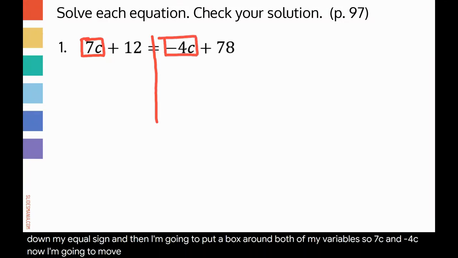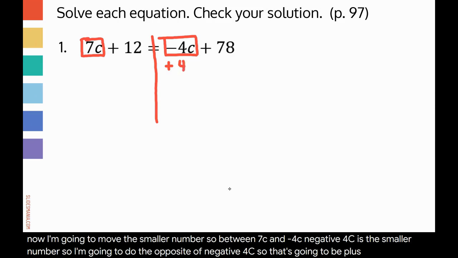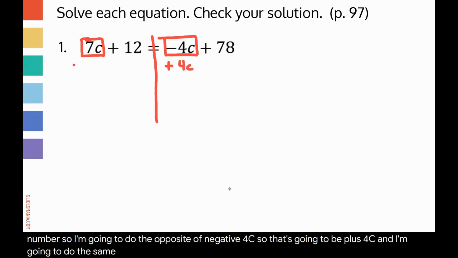Now I'm going to move the smaller number. So between 7c and -4c, -4c is the smaller number. So I'm going to do the opposite of -4c. So that's going to be plus 4c. And I'm going to do the same thing on the other side of the equation, so plus 4c.